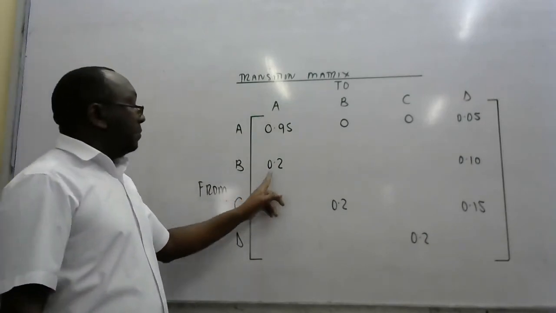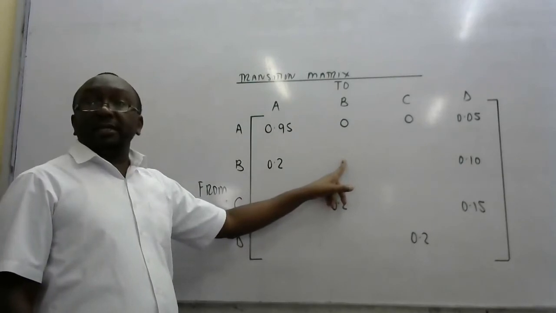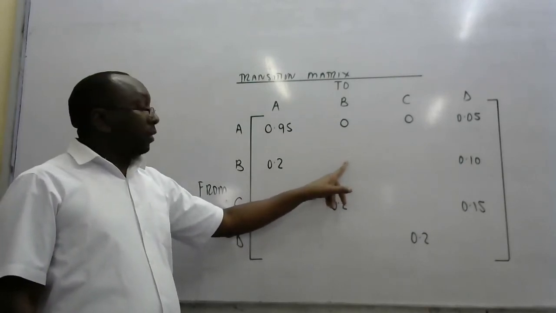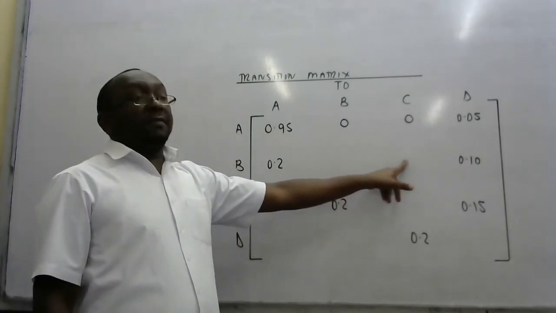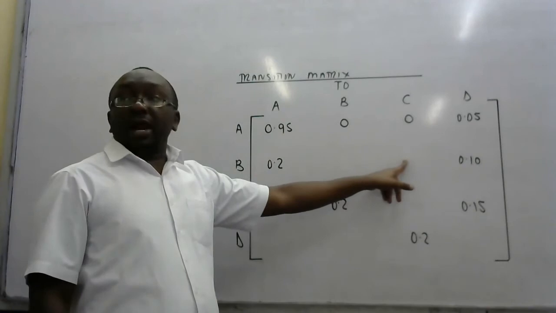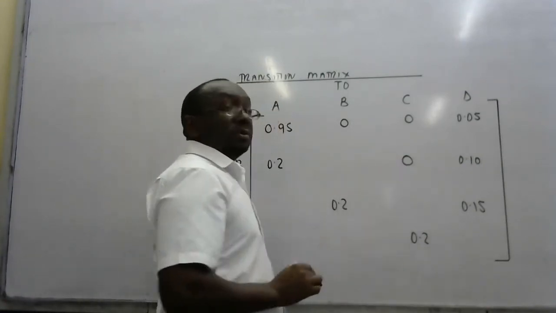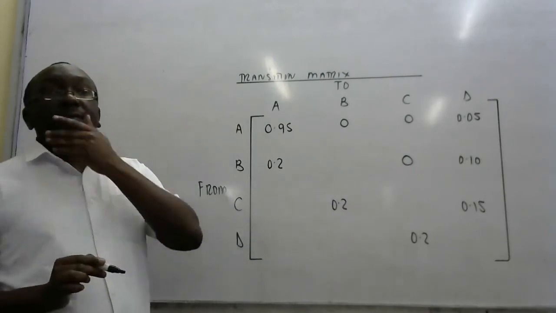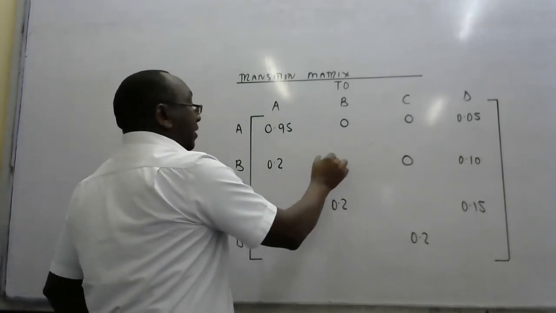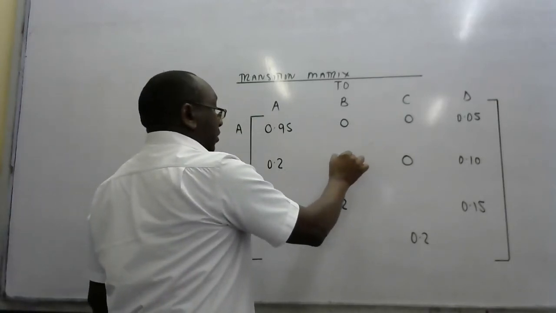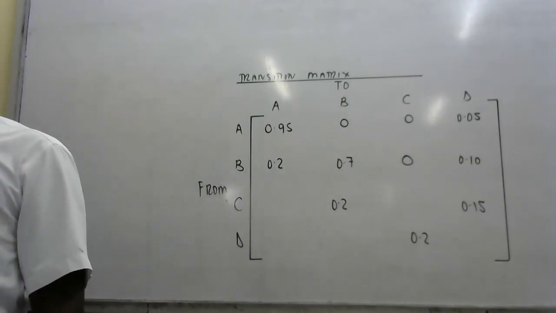Similarly, when we come here to B, this one is those who remained. We don't know how many they are. This one is those who are demoted from B to C, but we don't have cases of demotion. So this one becomes 0. And if it becomes 0, it tells you B must have retained 0.7. B must have retained 0.7.